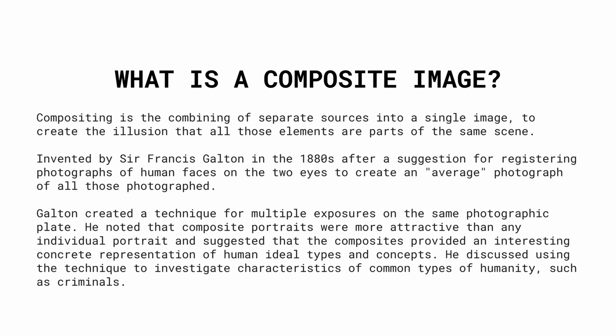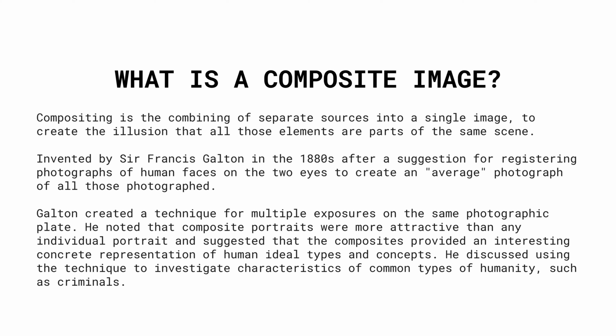The earliest known conversations around composite images were created by this guy named Francis Galton, where he was working to think about the ideal human, right? And so he is actually credited with the invention of eugenics. And what he was doing was multiple exposures on the same photographic plate. So he was taking lots of pictures of people's faces and trying to align the eyes.